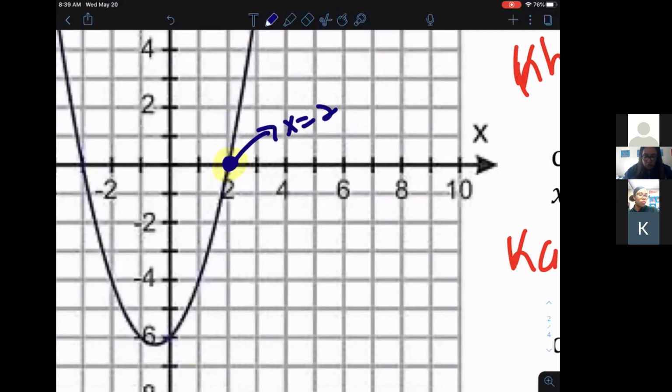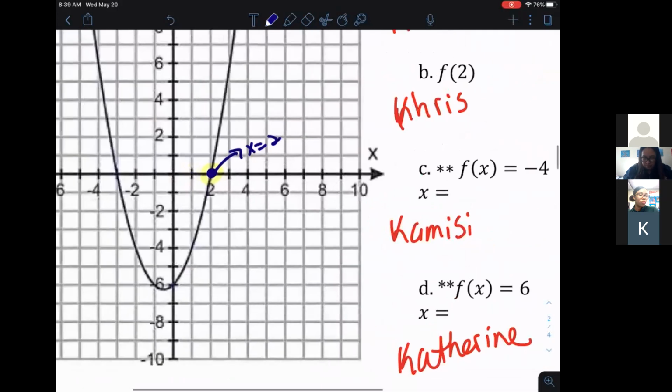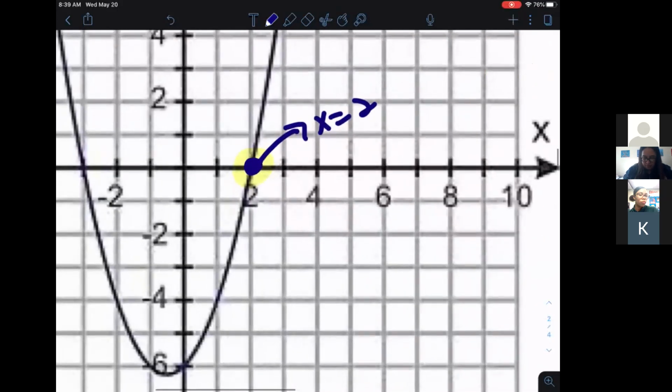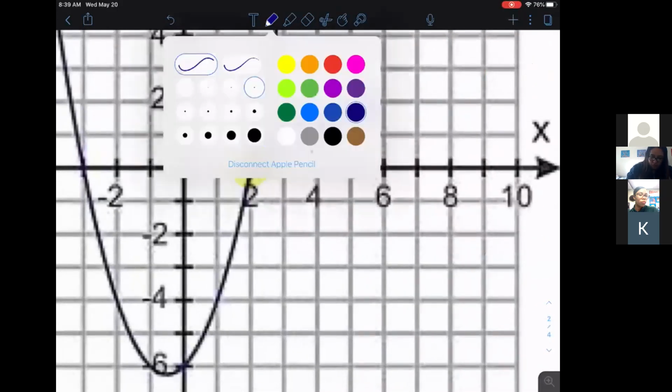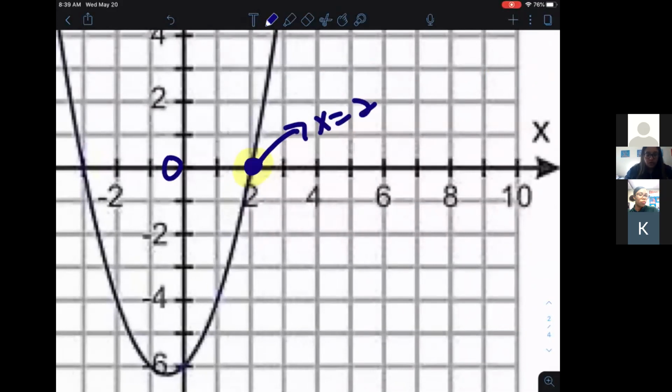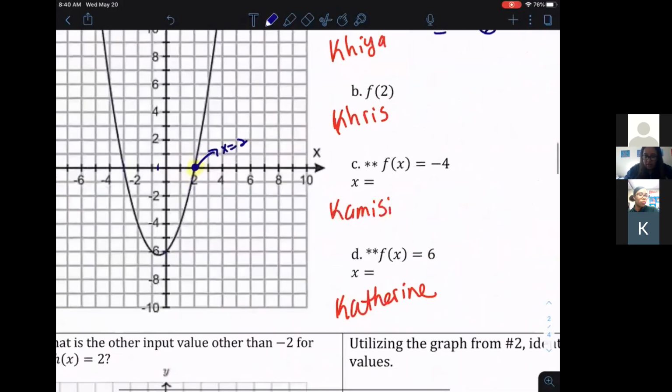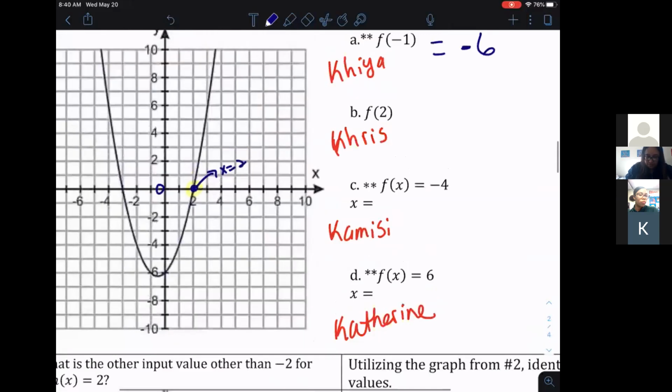2. Not 2. X is 2. But if it didn't move on the y-axis, what would it say? Let's see. So this is y equals 0, right? So what is the y value there if x is 2? Oh, y is 0. Beautiful. So we can say f of 2. Chris, say it all together. F of 2 is y equals 0. Beautiful. Great job. All right.